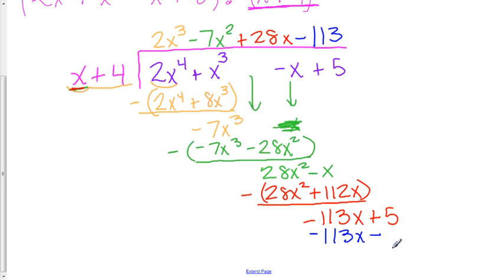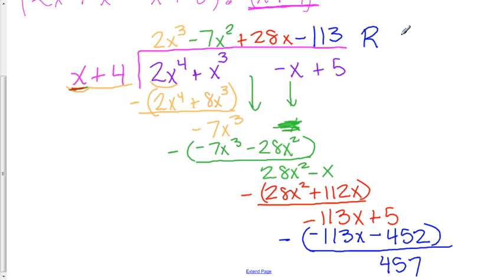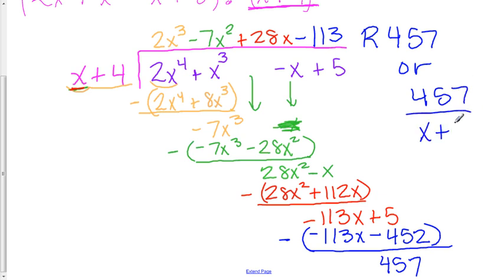And 113 times 4 is a negative 452. And then again, subtracting all of this, that will become 0. And this will be 5 plus 452, so 457. And then you can write the remainder as remainder 457, or you can write it as a fraction and put 457 over your divisor. Either way is fine.